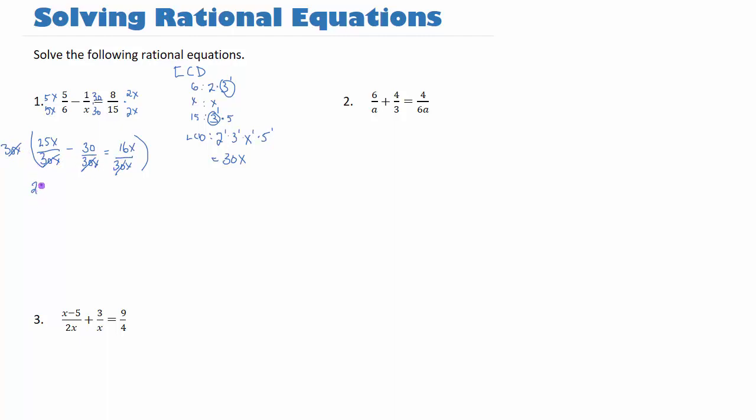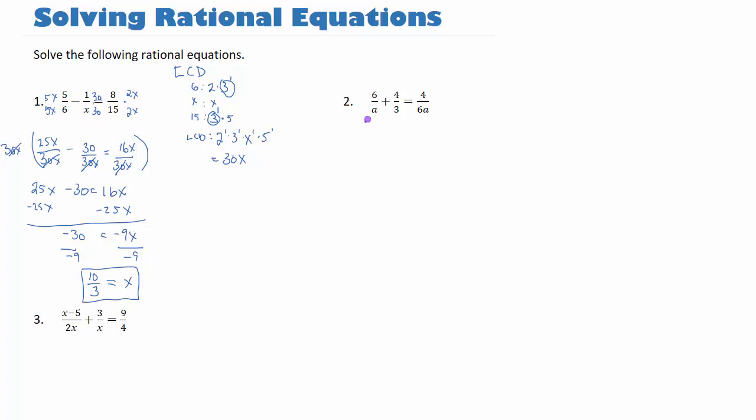That gives me just 25x minus 30 equals 16x, which turns out to be a pretty easy equation. So if I subtract 25x from both sides, I get negative 30 equals negative 9x. And when I divide by negative 9, I get negative 30 over negative 9, or if I reduce this, I just get 10 thirds as our answer. And that's the solution to this equation.